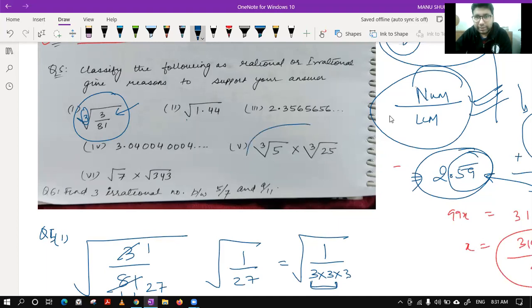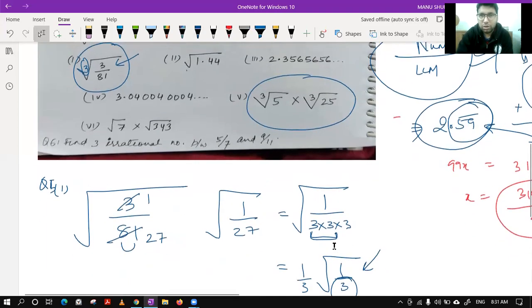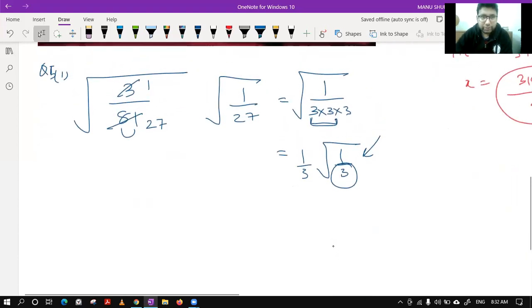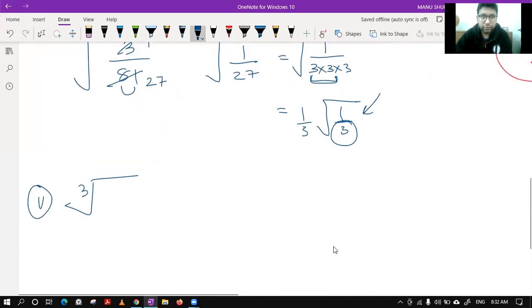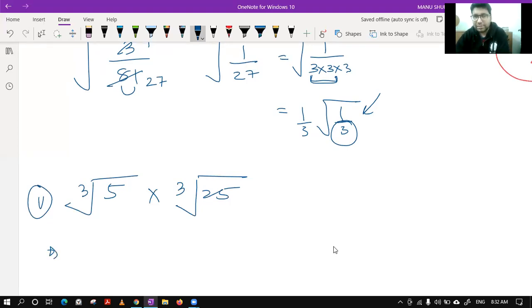Ashita, very good. In this one, we have cube root 5 multiplied with cube root 25. Part 5. Class, please see. We can understand this thing as 5 power 1 by 3 multiplied with 25 power 1 by 3. Ashita, can we write like this? Please tell. Because we know this symbol is for fractional powers.